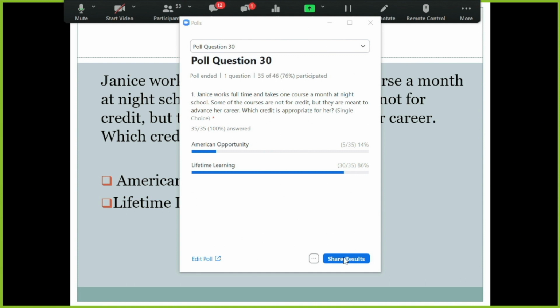And most of you got that one correct. It is the Lifetime Learning Credit. The reason it's the Lifetime Learning Credit, based on the information that was given, is that she was not in school for at least half of the year. She was less than a half-time student.